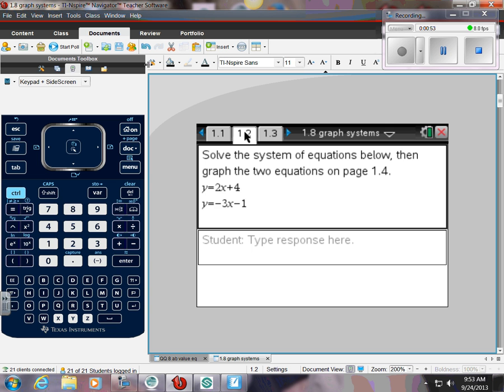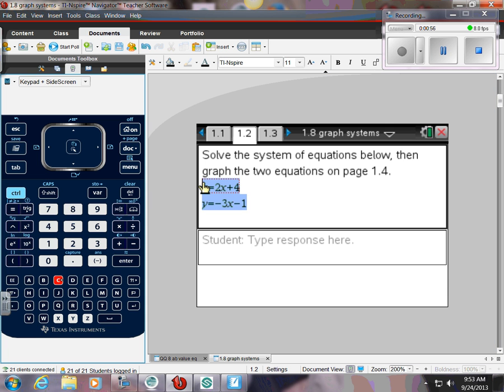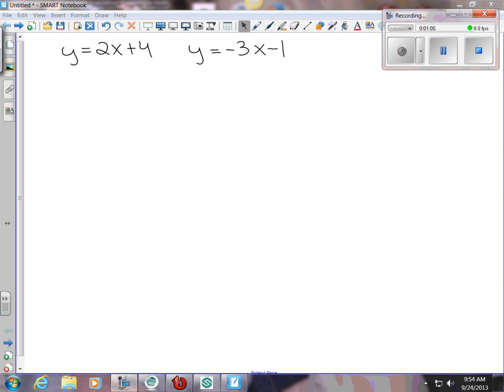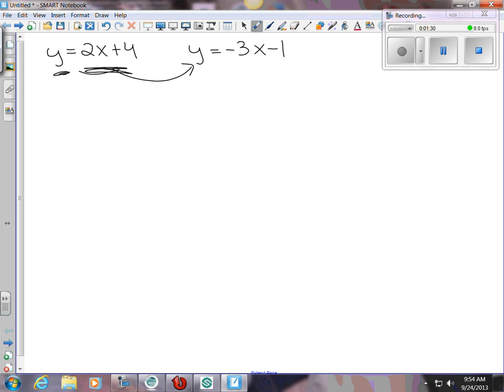Okay, good. So here's our system. We are going to solve algebraically first. If both of these equations are y equals, how would I go about solving this system? Plug in the y for the other y. Sure, substitution. I would substitute what one y is equal to in for the other y. Another way to say that, we set them equal to one another.